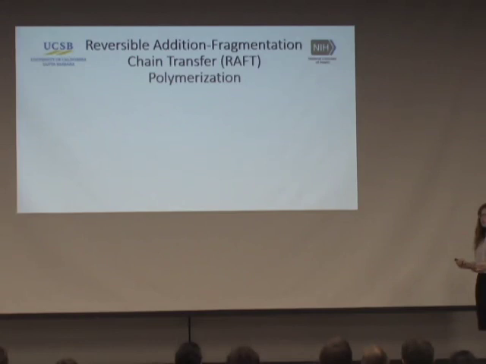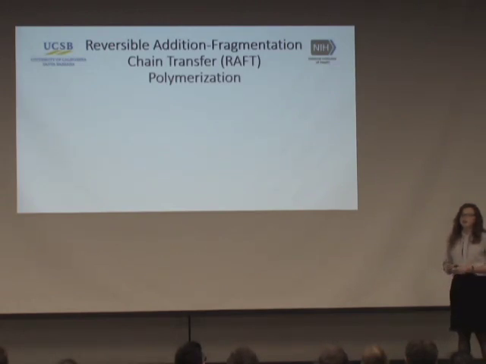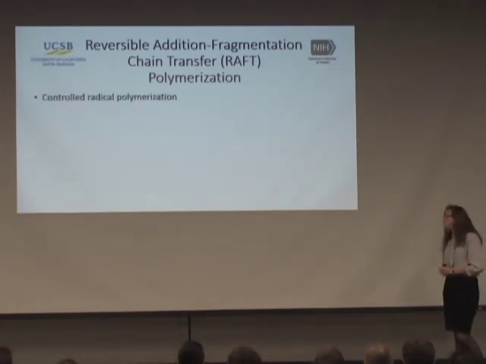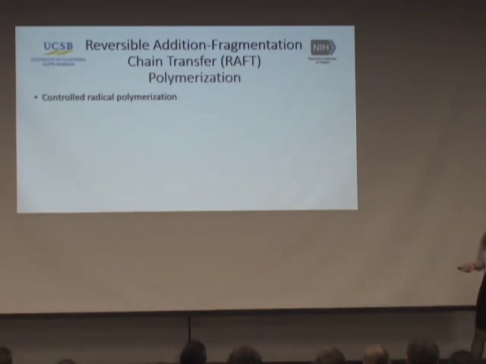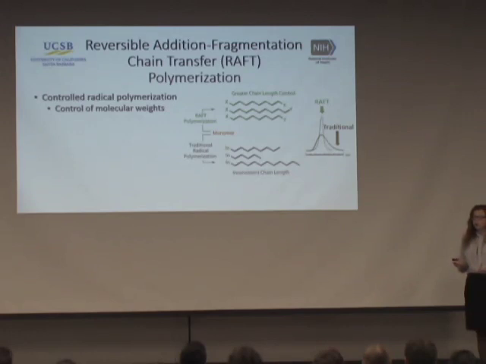And these are reversible addition-fragmentation chain transfer polymers. But this is just a long phrase that describes the mechanism that RAFT polymers undergo. What I'd like you to know is that they are a type of controlled radical polymerization, which means that they have control of the molecular weights.